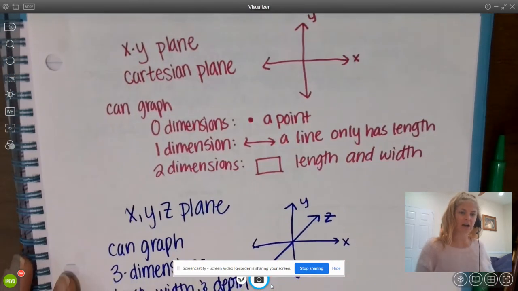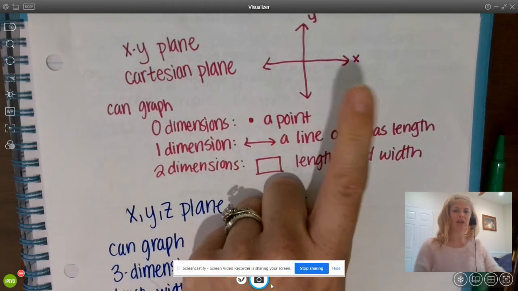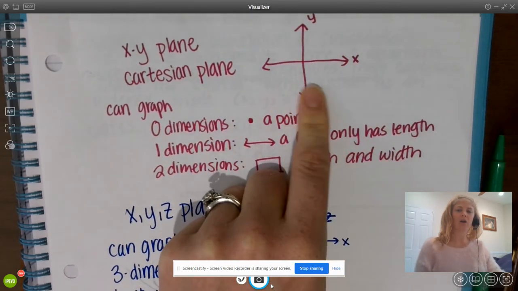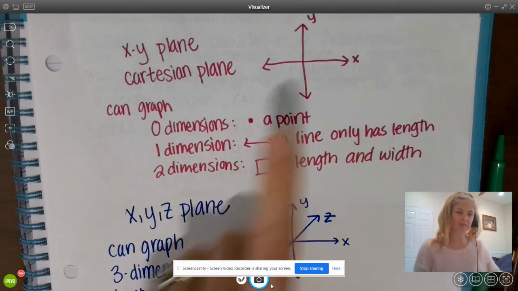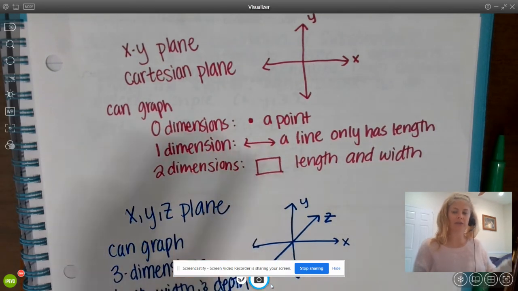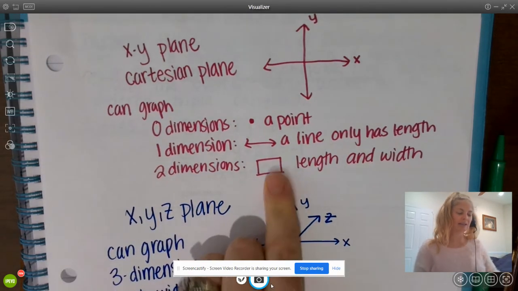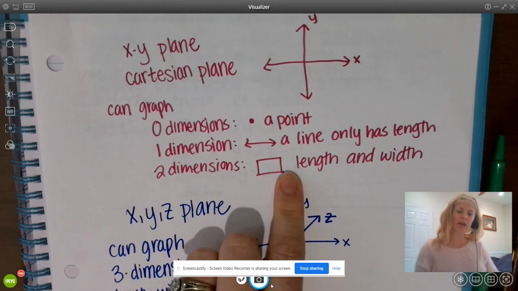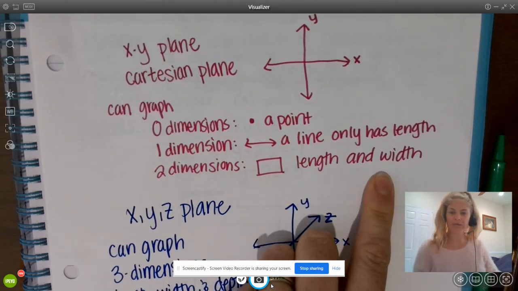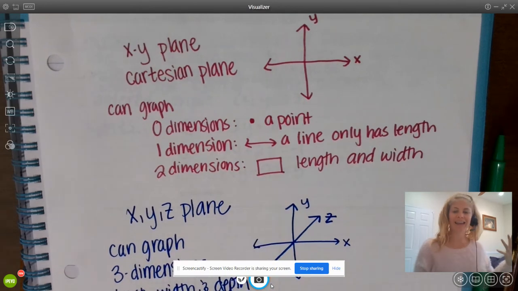Well, let's talk about what we know. You're very comfortable plotting in the xy plane, which is also called the Cartesian plane. In the xy plane, we are limited in our dimensions. Zero dimensions is a point, one dimension is a line. There's only length. Two dimensions is like a square or a triangle, so there's length and width, but we can only graph things with area. We can't get to volume because volume is three dimensions, and we live in a three-dimensional world.